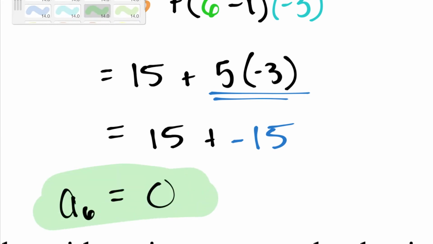So when I simplify everything down, I end up with my 6th term being equal to 0. And we're done. Sometimes that happens, and that's totally fine.